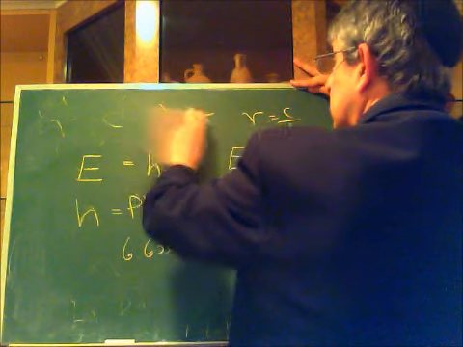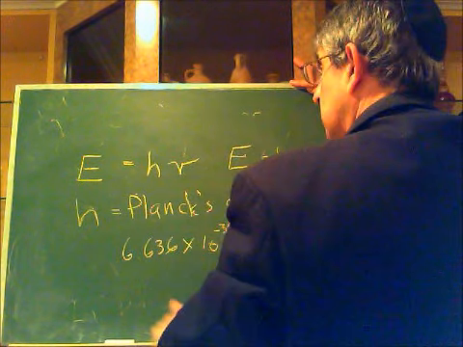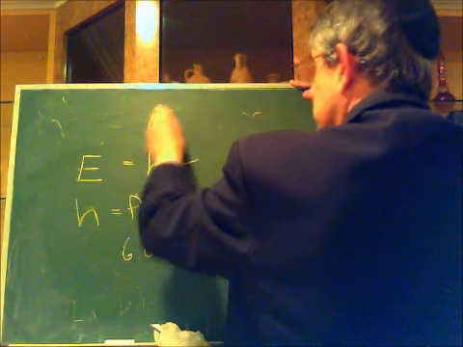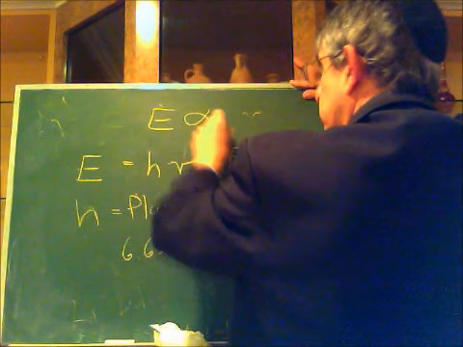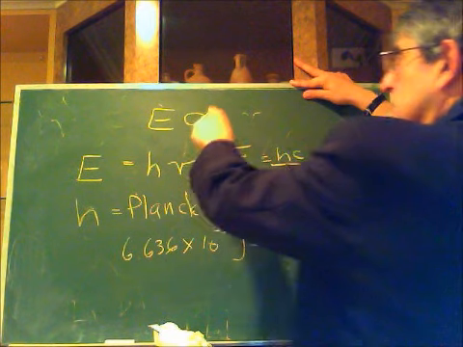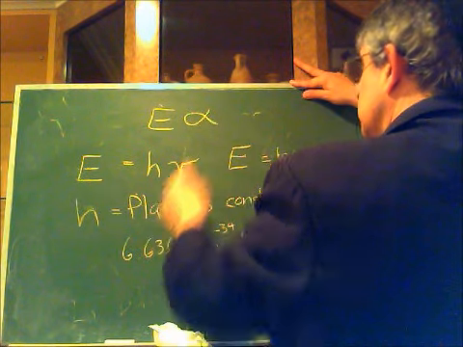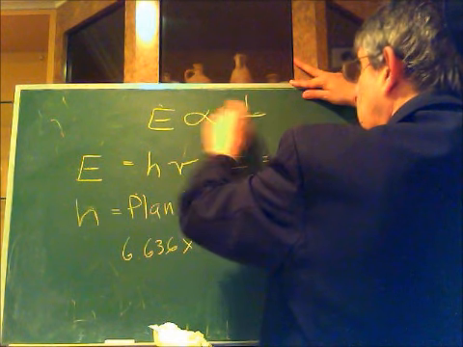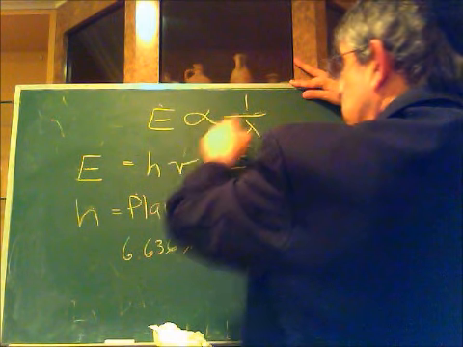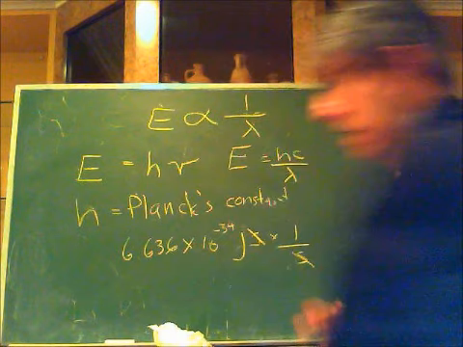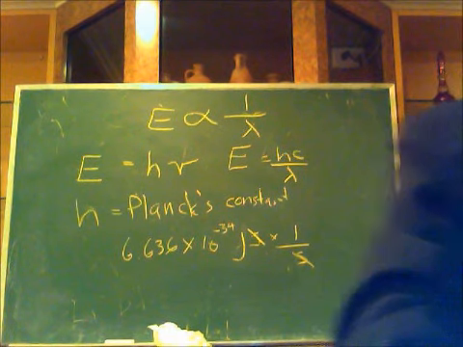Let me erase this now. Energy is inversely proportional. This is a proportionality. This symbol here is a proportionality symbol. It's inversely proportional to wavelength. That is, it's proportional to 1 over the wavelength. Okay, so that's what we do with those equations.